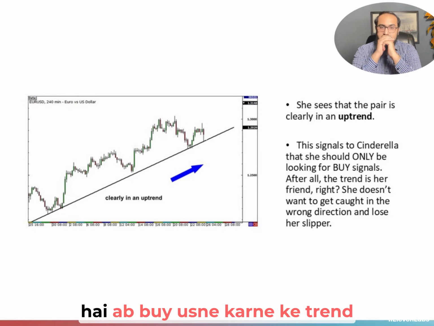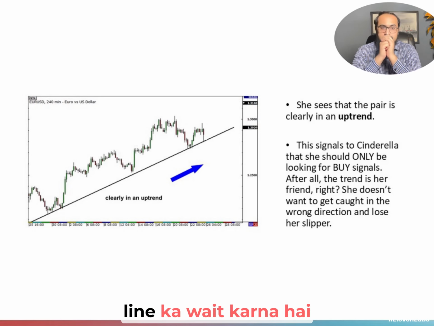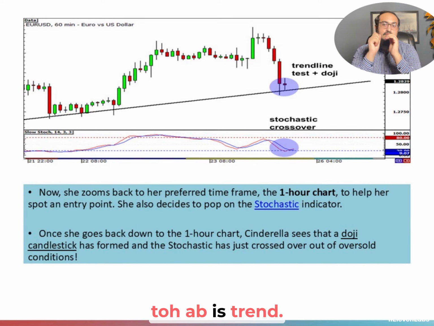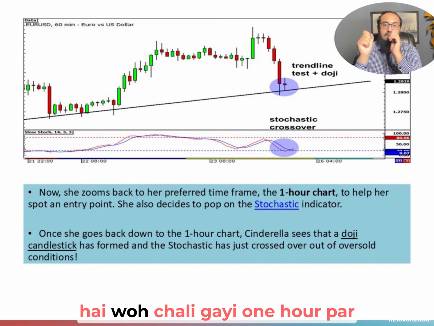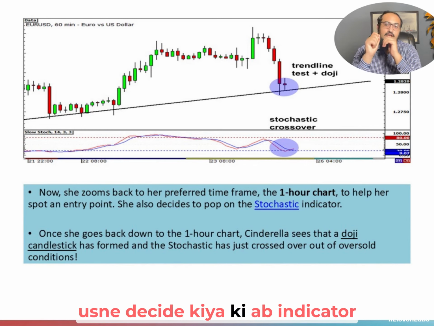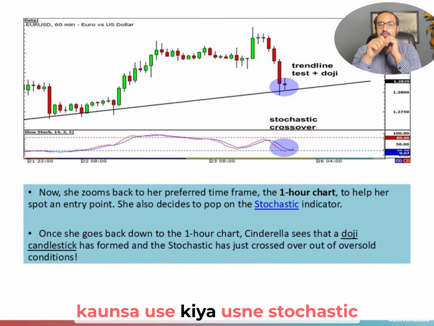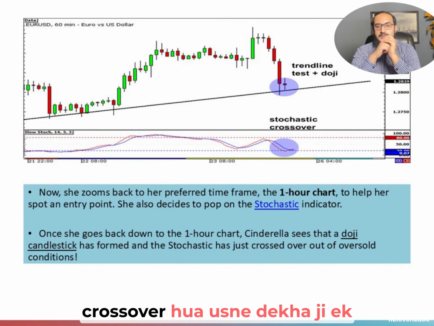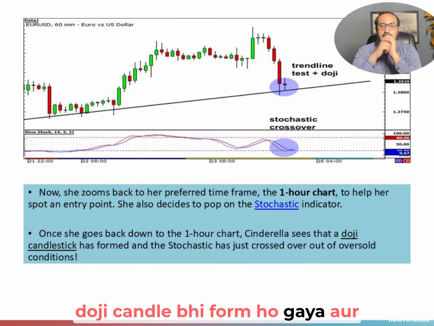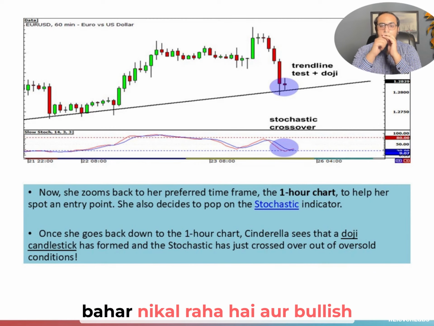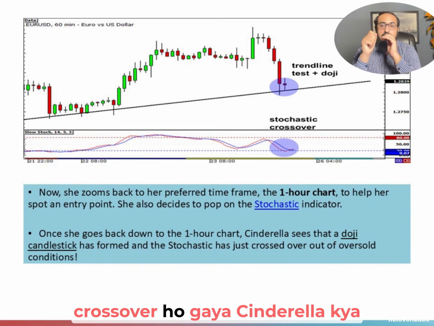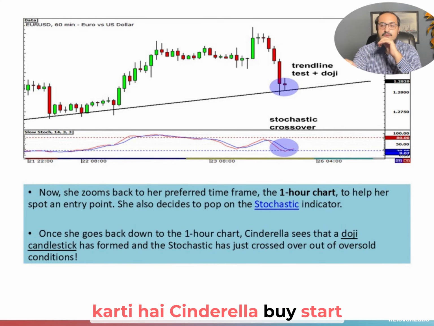Okay, now she needs to buy, and to buy, she has to wait for the trend line. So where does she study the trend line from? It will be on the 1 hour chart. She decided that now she will use an indicator. Which indicator did she use? She used stochastic. As soon as the stochastic crossover happened, she saw that a candle had also formed. And the indicator is coming out of an oversold condition and a bullish crossover has occurred.